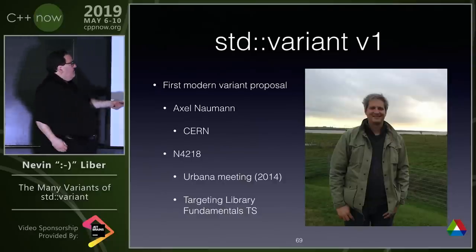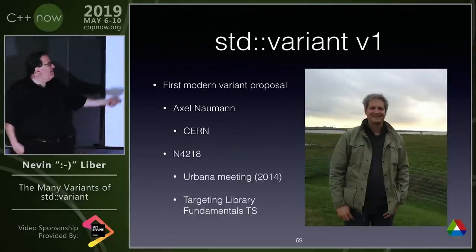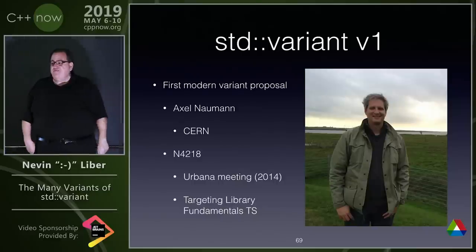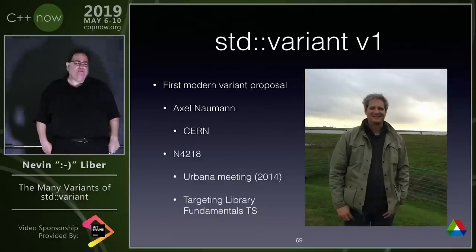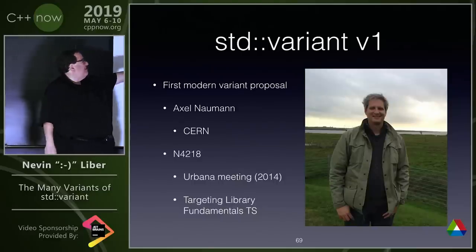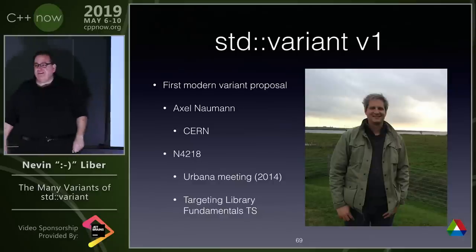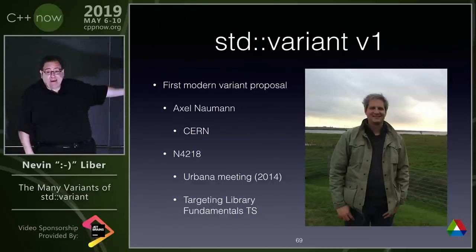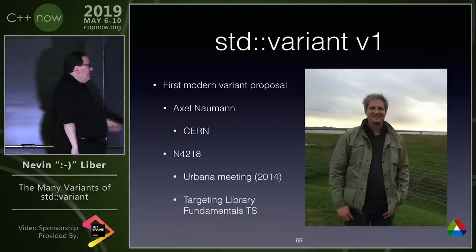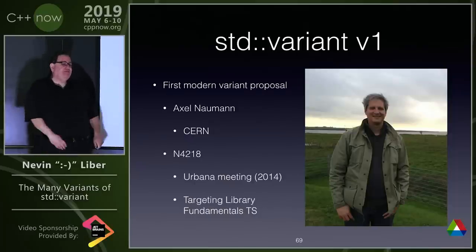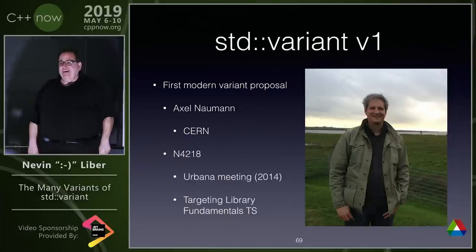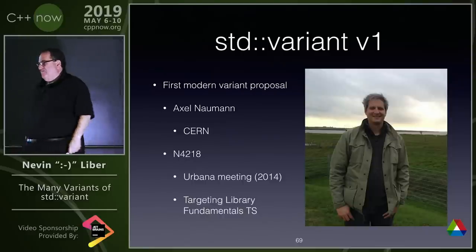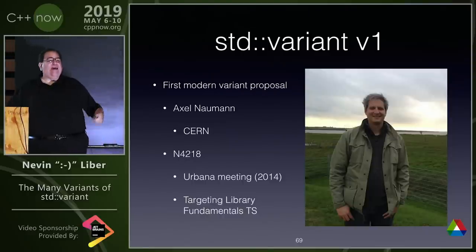So basically at the Urbana meeting, there's Axel. He did the first modern variant proposal. I believe there were variant proposals long before this, but I didn't actually do the research. He works at CERN. This is back when we had N paper numbers for most papers. He was targeting the library fundamentals technical specification, not the standard, because he figured, let's get some time understanding it.